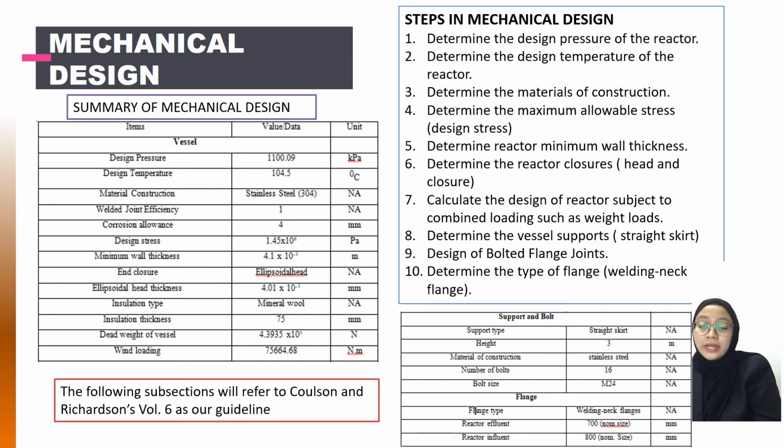Since the hydroformylation reaction is an exothermic process, we need to find the most suitable material that can withstand high temperature, and we found that stainless steel 304 type is our most suitable material of construction, since it is the most corrosion resistant material that is commonly found in the chemical industry. As our reactor is in a vertical position, we will use the skirt support as it is designed to support a vessel that is in a vertical position.